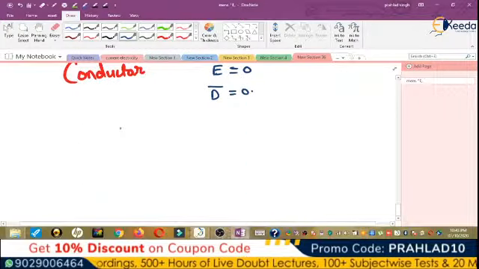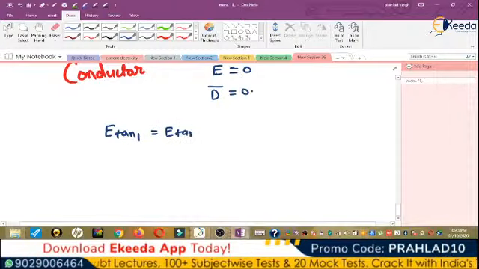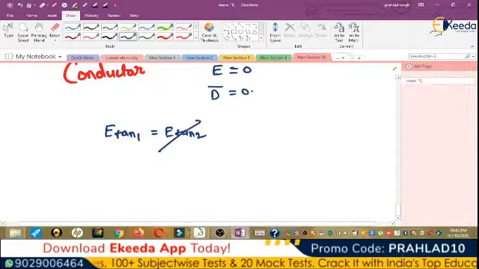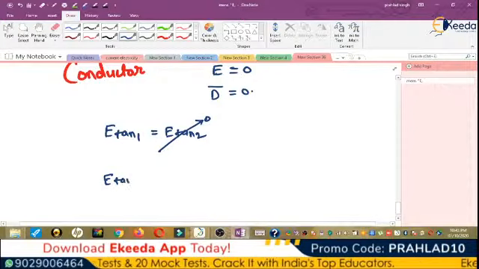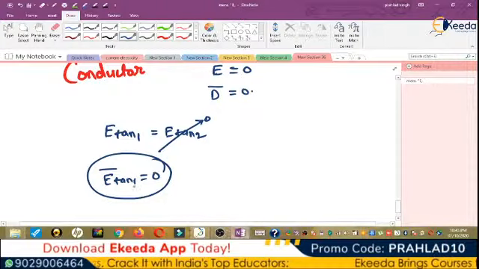So according to the boundary condition, we know E tan 1 is equal to E tan 2, but E tan 2 is equal to 0. So we will get E tan 1 is also equal to 0.